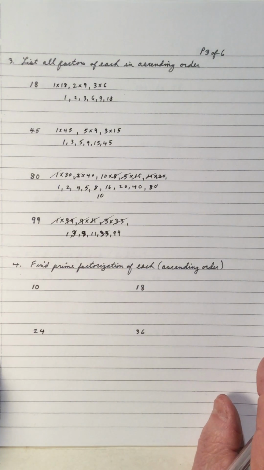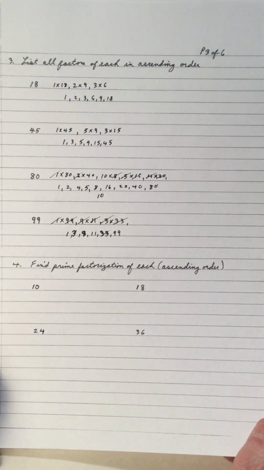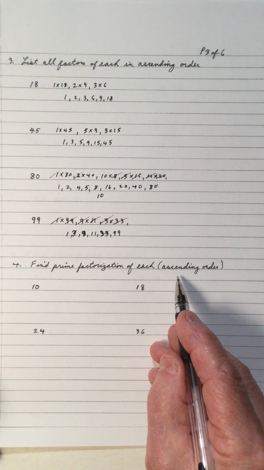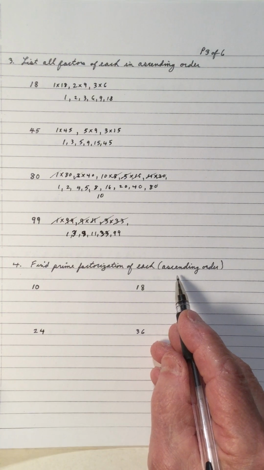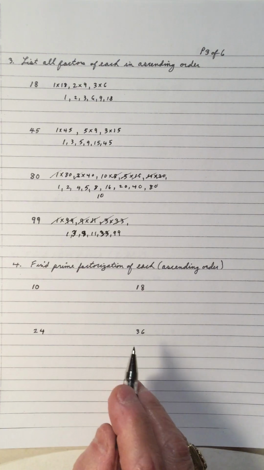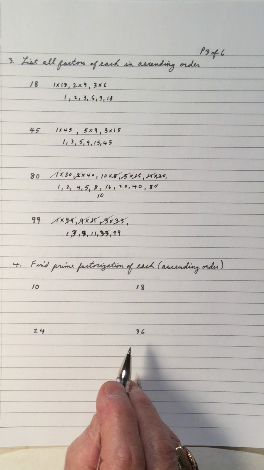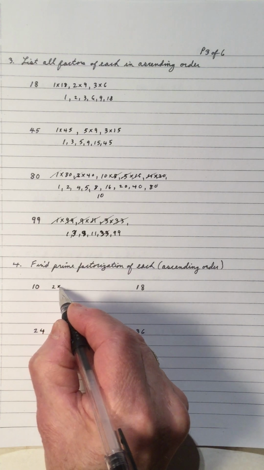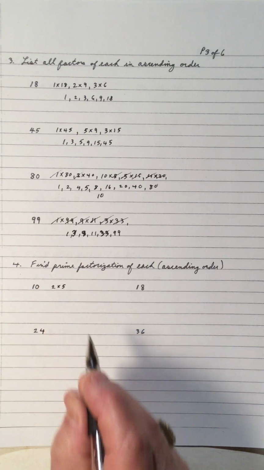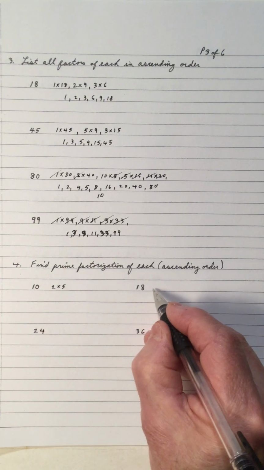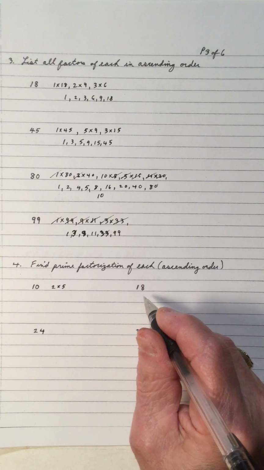Number 4. Let's see what we can pick up with prime factorization. Find the prime factorization in ascending order. That means going upwards, smallest to largest. Prime factorization is a multiplication such that all the factors are prime. So here we go. 10 is 2 times 5. So that's the prime factorization of 10. You've got a 2 times a 5. Power is 1. 18. A couple of ways to do this.